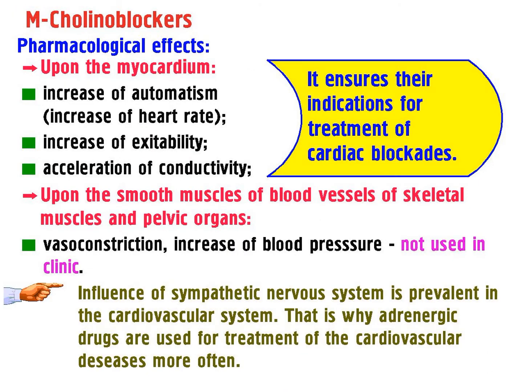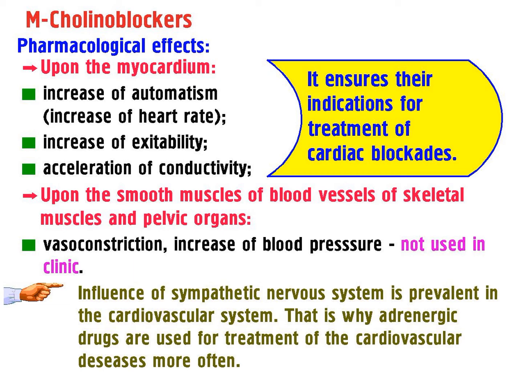In our heart, M-cholinoblockers block M2 cholinergic receptors, which decreases parasympathetic influences on the heart, which finally results in increased cardiac functions, automatism, excitability, and conductivity. That's why we use this group of drugs for treatment of cardiac blockades, such as atrioventricular blockade.